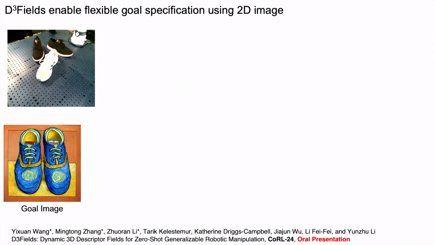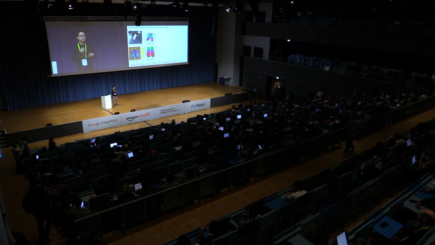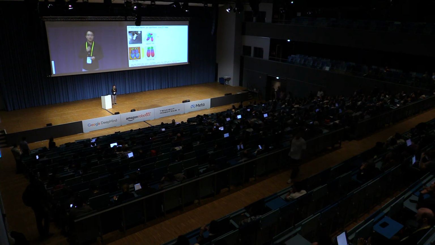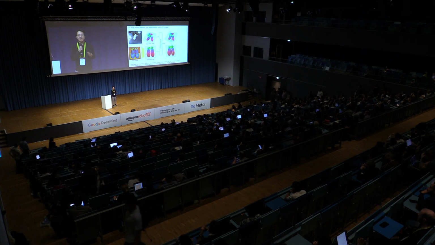So given these representations, we are trying to use them for planning. For example, given the current environment and the target image we hope to achieve, here the image is actually AI-generated. We map the environment into the 3D descriptor fields, and the goal image is also mapped into the same 2D descriptor space.